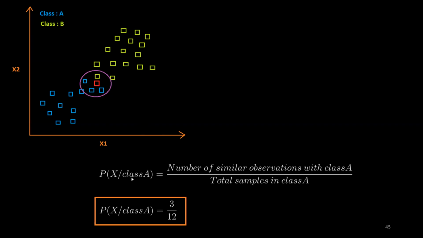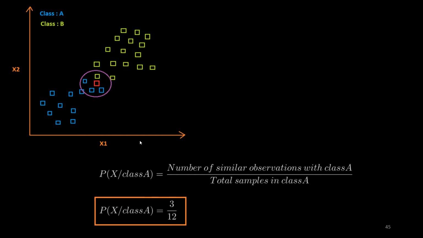The equation for the class conditional probability is here: number of similar observations with class A, over total samples in class A. When we draw a neighborhood, we can see that in that neighborhood, there are 3 samples of class A. So we will write 3 here, that is the number of similar observations with class A, and we know that the total samples in class A is 12. In that way, we have calculated the class conditional probability for class A.